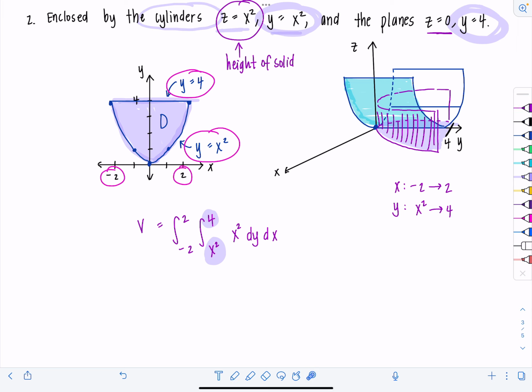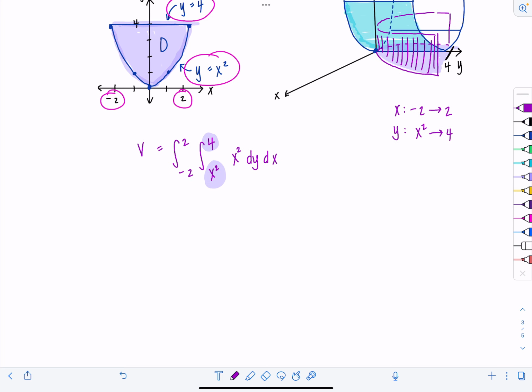Notice everything's matchy-matchy. These are limits for x. They're constant. Here's dx. These are limits for y. And they have to be in terms of the variable that you're going to integrate with respect to after. You better not have any y's in there. Good. Here we go. So we have -2 to 2.